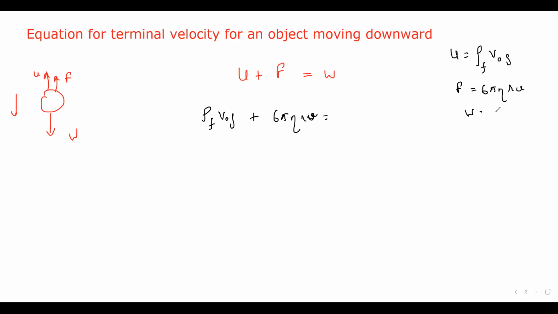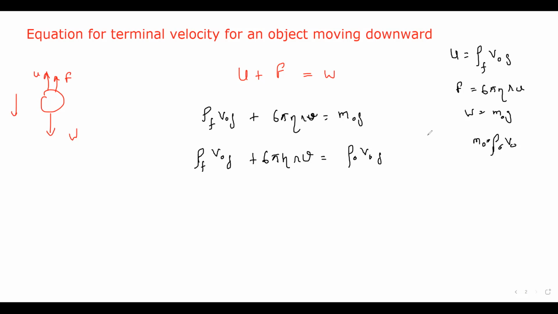And the weight W is equal to mg, that is mass of object into gravity. Then the mass of the object is equal to density of object times volume of object. So the equation becomes density of fluid, volume of object, gravity, plus 6 pi eta r v, equals density of object, volume of object, and gravity.